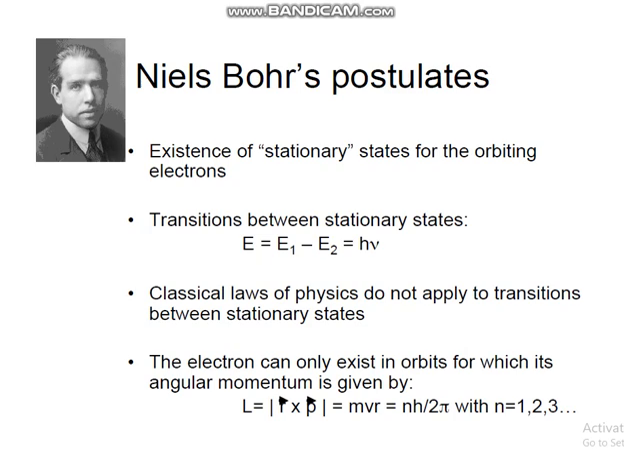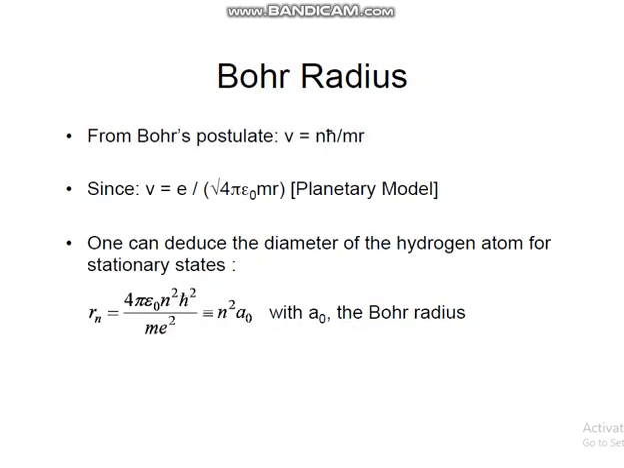Classical laws of physics do not apply to transitions between stationary states, and the electron can only exist in orbits whose angular momentum L, which is the modulus of r vector cross p vector, is mvr equals nh by 2 pi, where n is a positive integer, that is 1, 2, and 3. The Bohr radius is given by nh by mv.